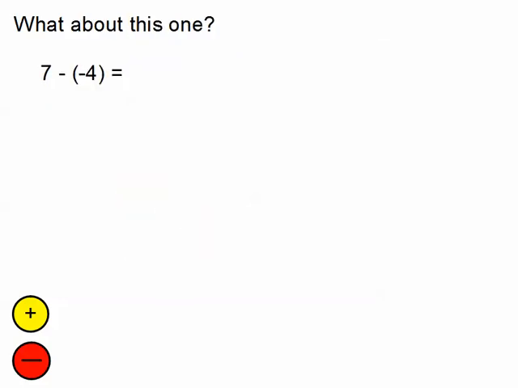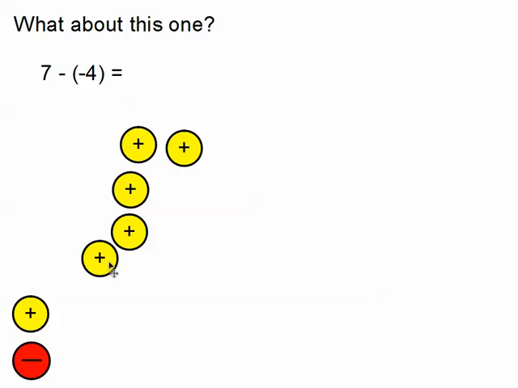But what if I had a +7 take away a -4? Well, if I modeled this one, it says I've got 7 positives, and I want to take away 4 negatives. But in my pile right here in this model that I've got in these integer chips, I don't have any negatives that I can take away. So we have to do something here.